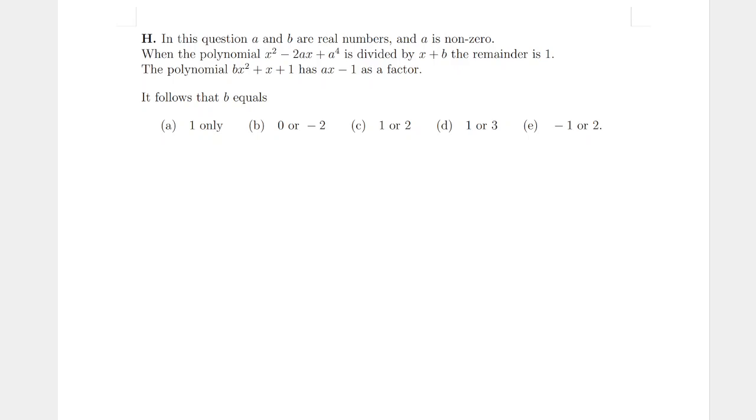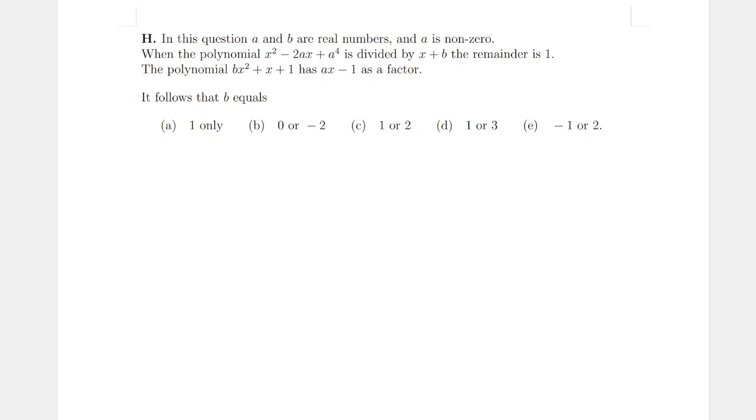Okay, let's power through the rest. Question H. In the question, a and b are real numbers and a is non-zero. When the polynomial x squared minus 2ax plus a to the 4 is divided by x plus b, the remainder is 1. And next information, the polynomial bx squared plus x plus 1 has ax minus 1 as a factor. It follows that b equals how many?